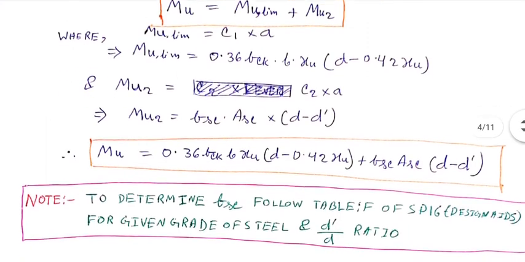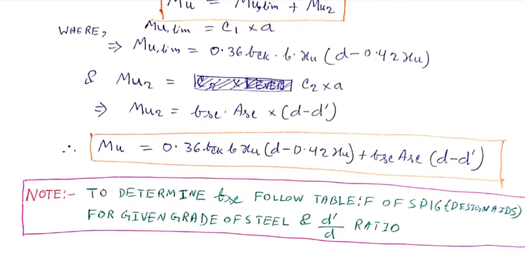And note one thing, to determine F suffix SC, that is stress in compression steel, follow Table F of SP16, the design aids, for the given grade of steel and d dash by d ratio. So let's go to SP16 Table F to understand this note.